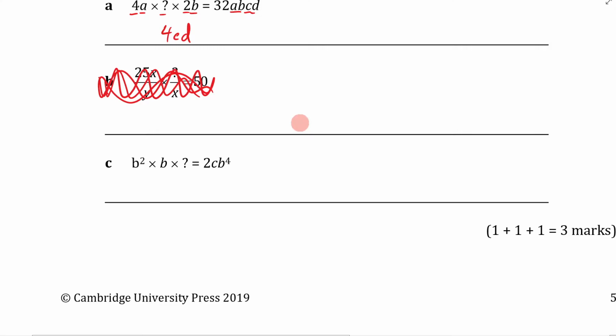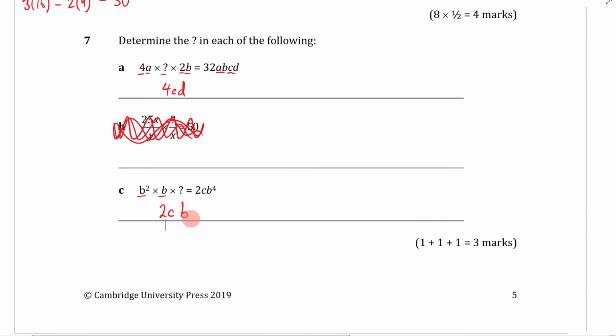This is where we're trying to extend you a little bit. What you have to realize is that, you know, we've got b squared and b, that makes b cubed. And I've got b to the 4, so I need another b here. Then I need a 2 and a c as well. So it's going to be 2cb. That's going to be my answer for there. So that's the short answer done.